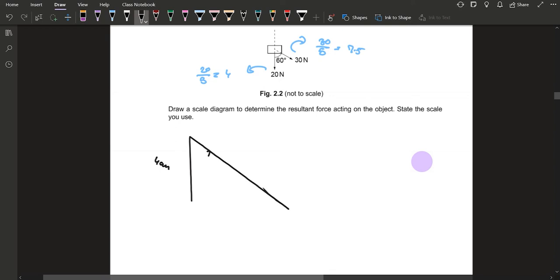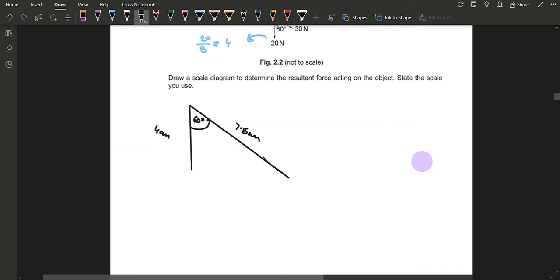So this should be 60. You have to use your protractor. And this force, which is 30 Newton, is 7.5 centimeter. So now to find out the resultant force, what we have to do is see the direction of the force. If the direction of the force is opposite, we have to draw using our compass and protractor.